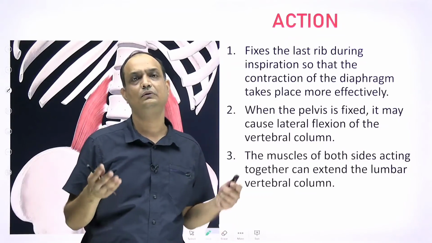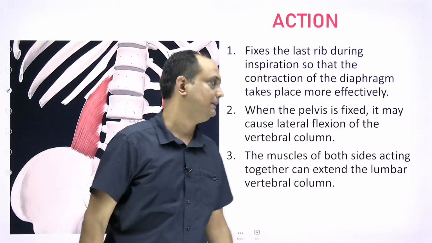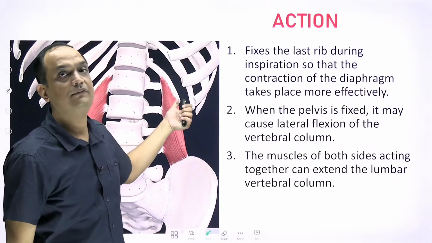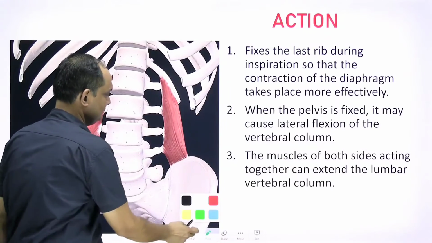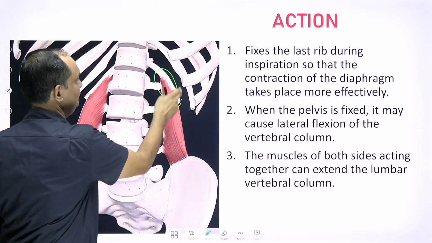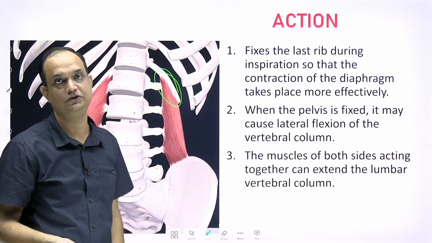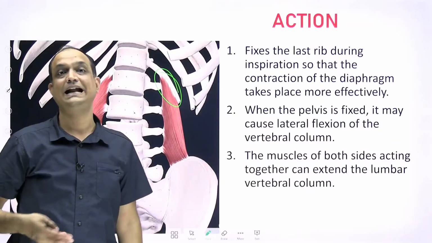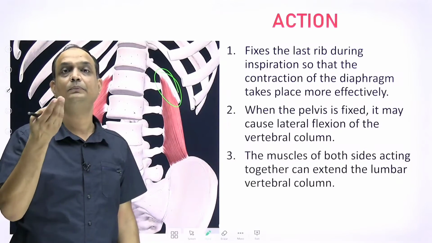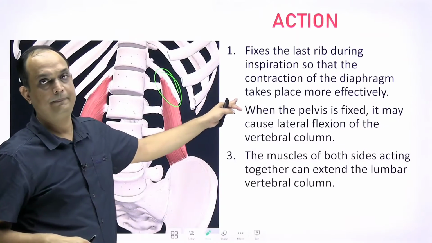Now, what will the quadratus lumborum do? You have to first understand that this muscle basically fixes the 12th rib. This fixing of the 12th rib is necessary when you are doing the movement of your diaphragm at the time of inspiration. So, this muscle is helpful in respiration, particularly in inspiration, by fixing your 12th rib.